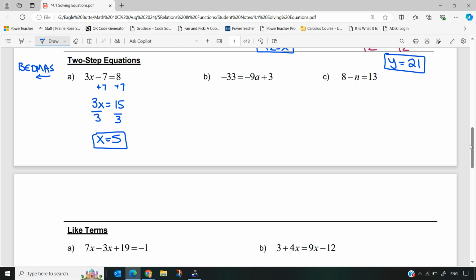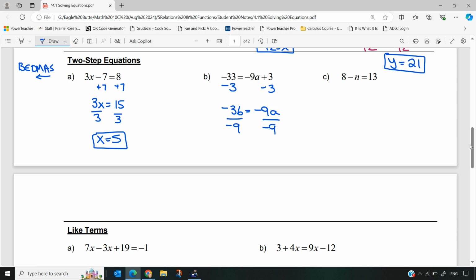For b, we have negative 33 equals negative 9a plus 3. As we think about the layers that we want to peel away, we first want to get rid of the positive 3. So instead of adding 3, we're going to subtract 3 from both sides. Negative 33 minus 3 is negative 36, and that equals negative 9a. Now it's important to note here, this does not mean subtract 9a. This is negative 9 multiplied by a. So the opposite operation is not to add 9, again, because we're not subtracting, we are multiplying. The opposite operation would be to divide both sides by a negative 9.